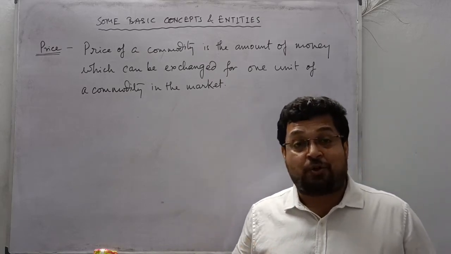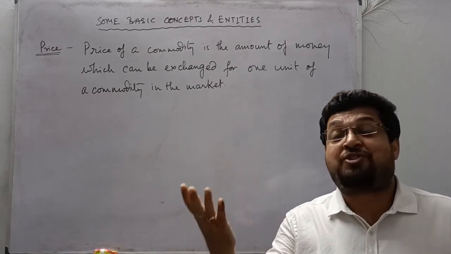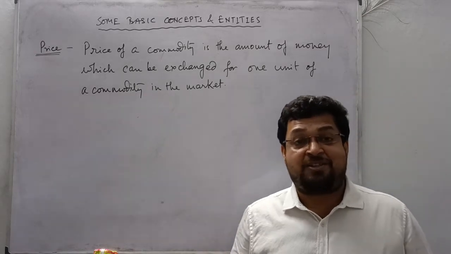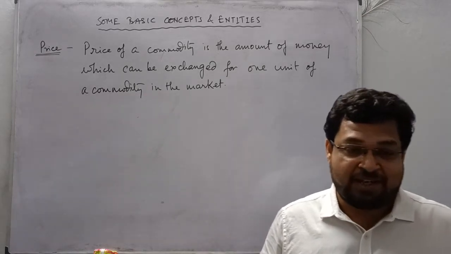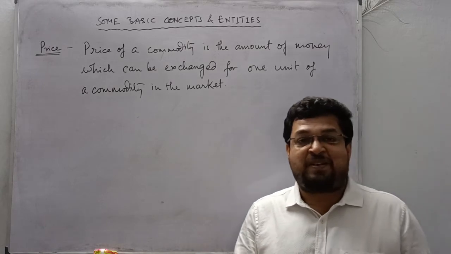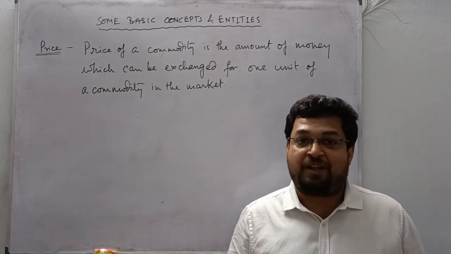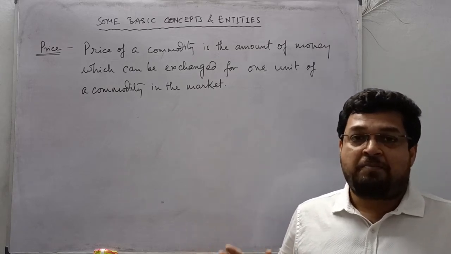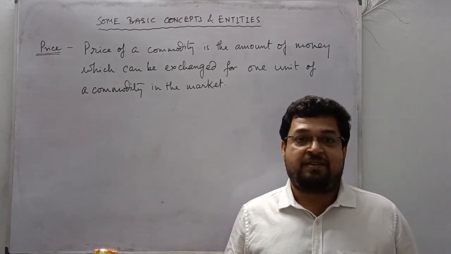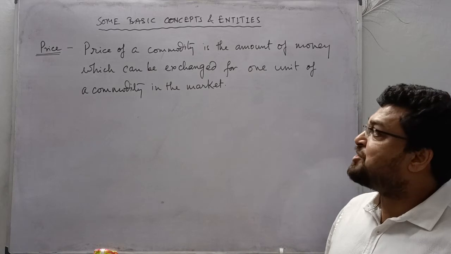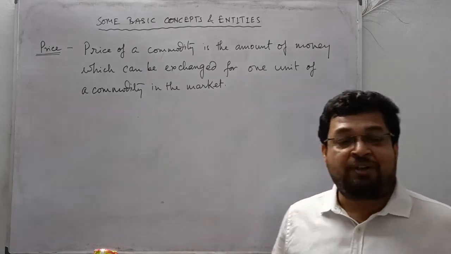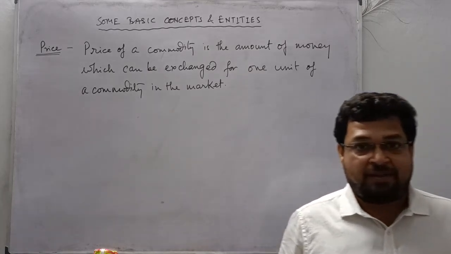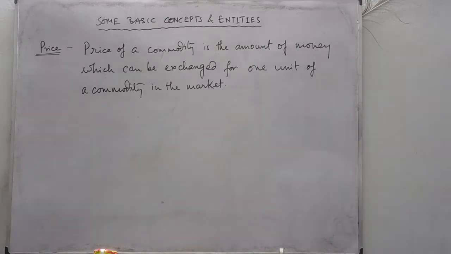It's not the cost. As students of economics, you should not make that mistake. You should be very, very specific in the economic terms that we are using. So please get the concept clear. The price of a commodity is the amount of money which can be exchanged for 1 unit of a commodity in the market. So that's price.